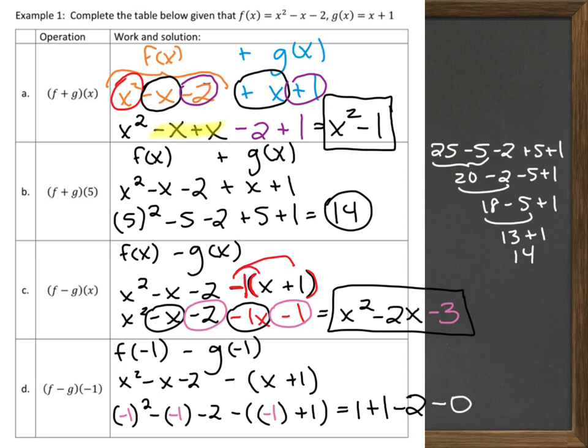That was pretty simple, right? So I can further simplify this. 1 plus 1 is 2. So then we have 2 minus 2 is 0. So my final answer, after all that work, is that f minus g of negative 1 is 0.